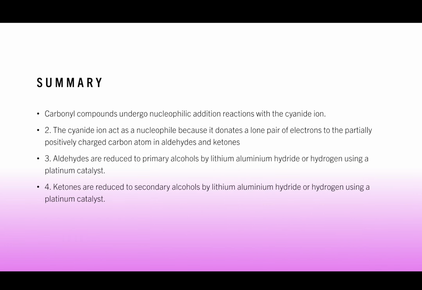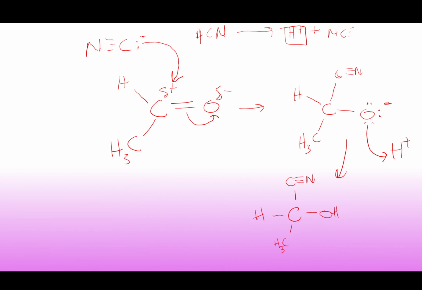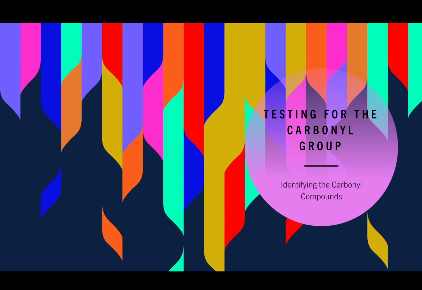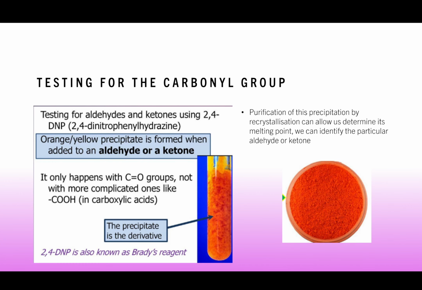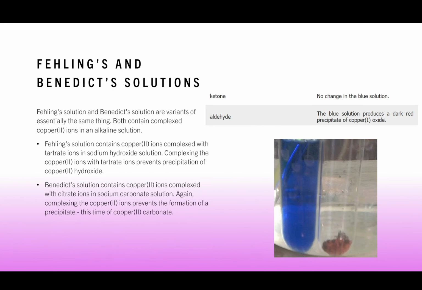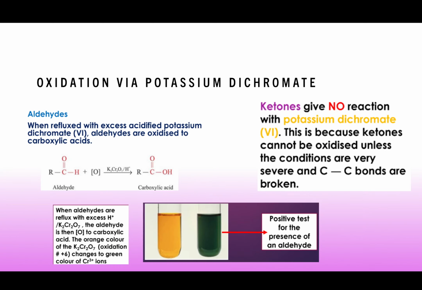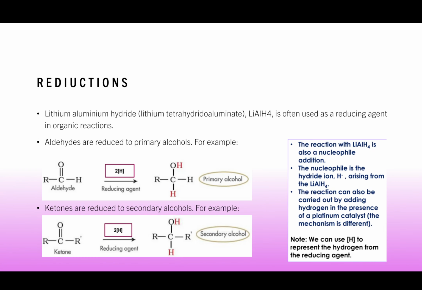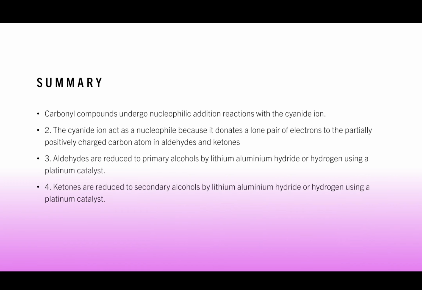That's really it for the introduction into these types of reactions. What we're supposed to look at is how we find the carbonyl group, and how we distinguish aldehydes from ketones using the Tollens test, the Fehling's or Benedict's solutions, and potassium permanganate and potassium dichromate. We also look at the nucleophilic addition of hydrogen cyanide, and the reductions using LiAlH4 or the platinum catalyst. That is all for this.